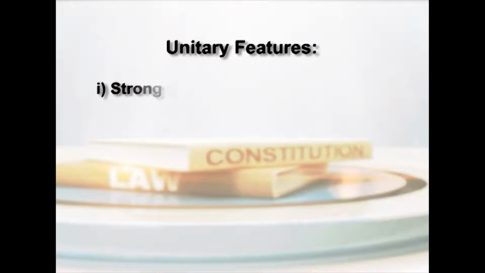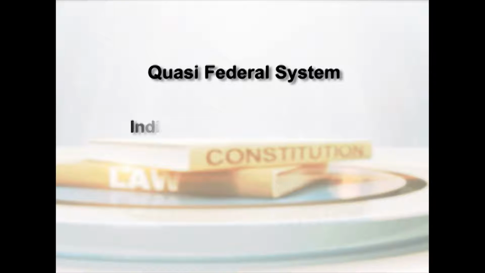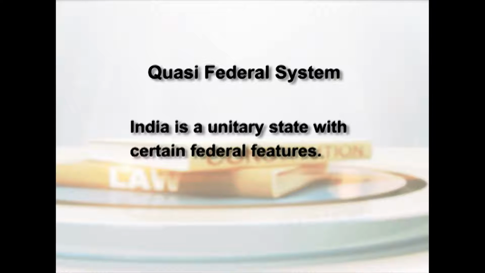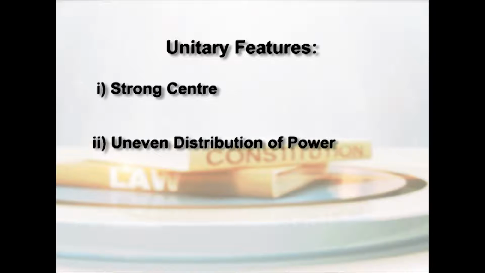What are the unitary features of the Constitution of India? The Indian Constitution has tried to create a very strong center. It is a centralized federalism. K.C. Wheare called it a quasi-federal system. Often it is said that it is basically a unitary state with certain federal features. India encourages an uneven distribution of power.